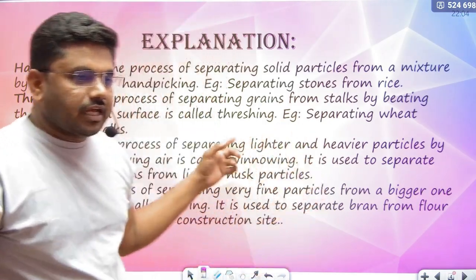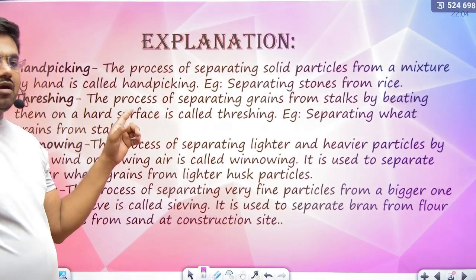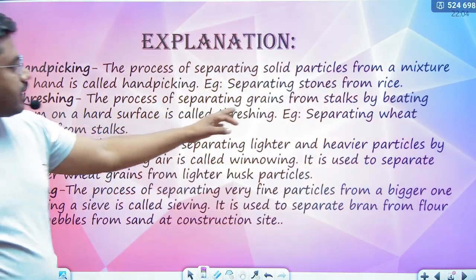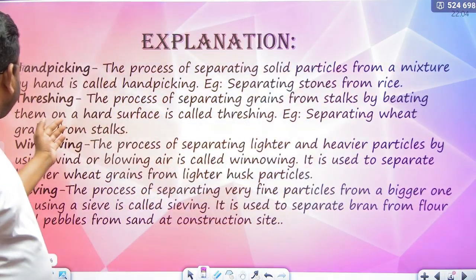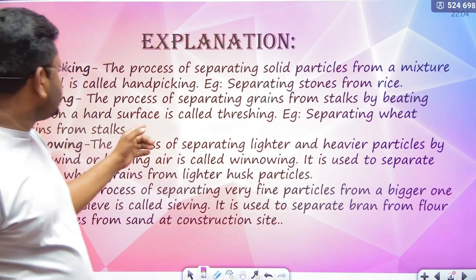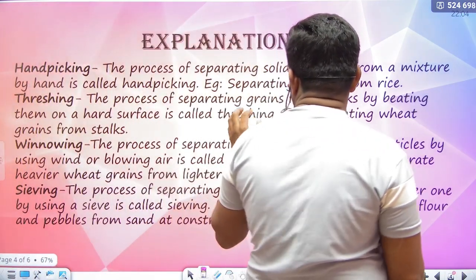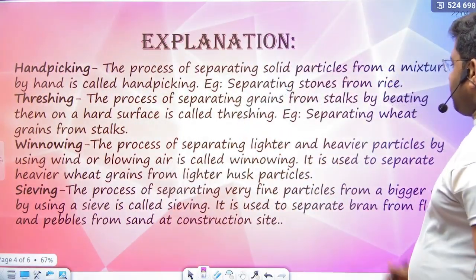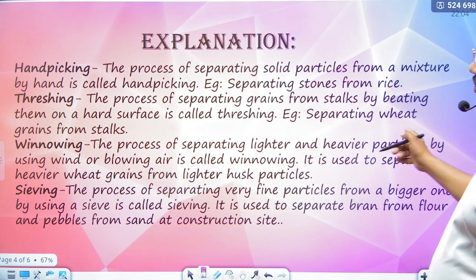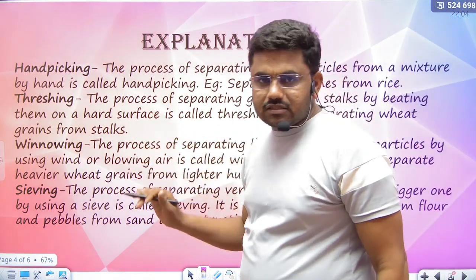The next one is threshing. The process of separating the grains from the stalks by hitting them on a hard surface is called threshing. For example, separating the wheat grains from the stalks, that you know.